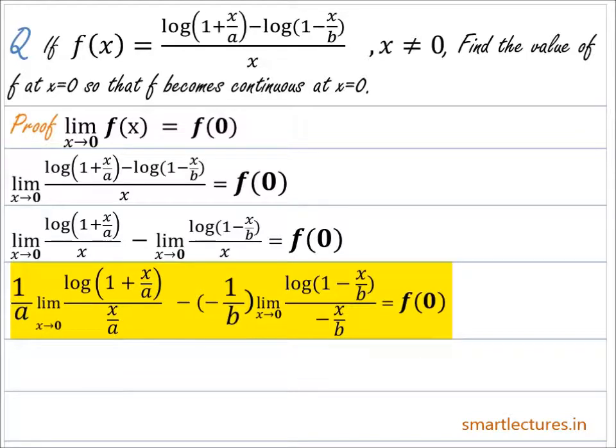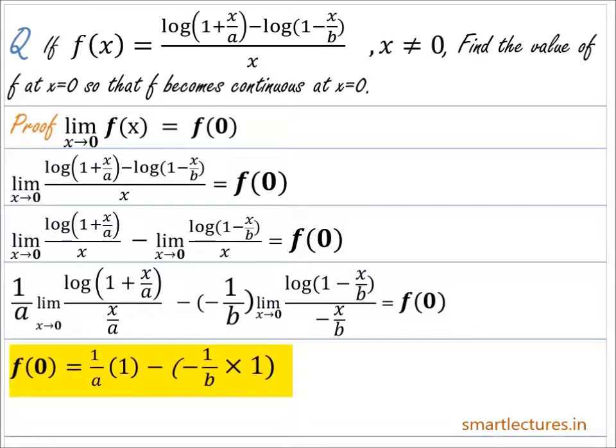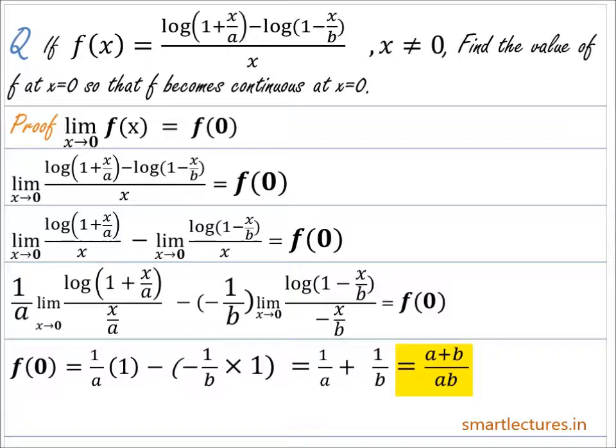And the limit x approaches 0 of log of (1 plus x upon a) divided by x upon a is equal to 1. Similarly, the limit x approaches 0 of log of (1 minus x upon b) divided by minus x upon b is equal to 1. So now this equation can also be written as f of 0 is equal to 1 upon a into 1 minus 1 upon minus b into 1, or f of 0 is equal to 1 upon a plus 1 upon b, which is equal to (a plus b) upon ab.